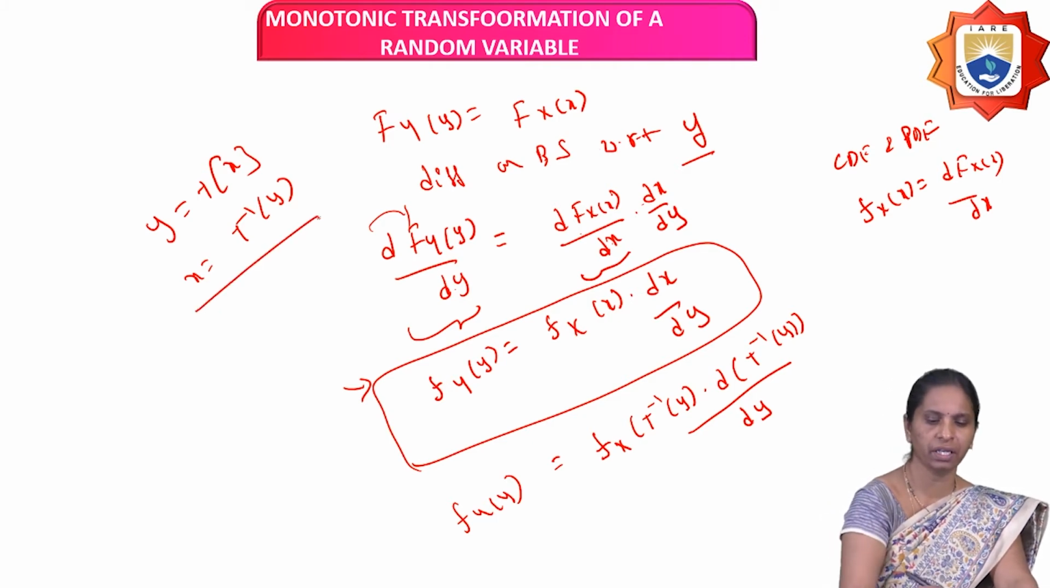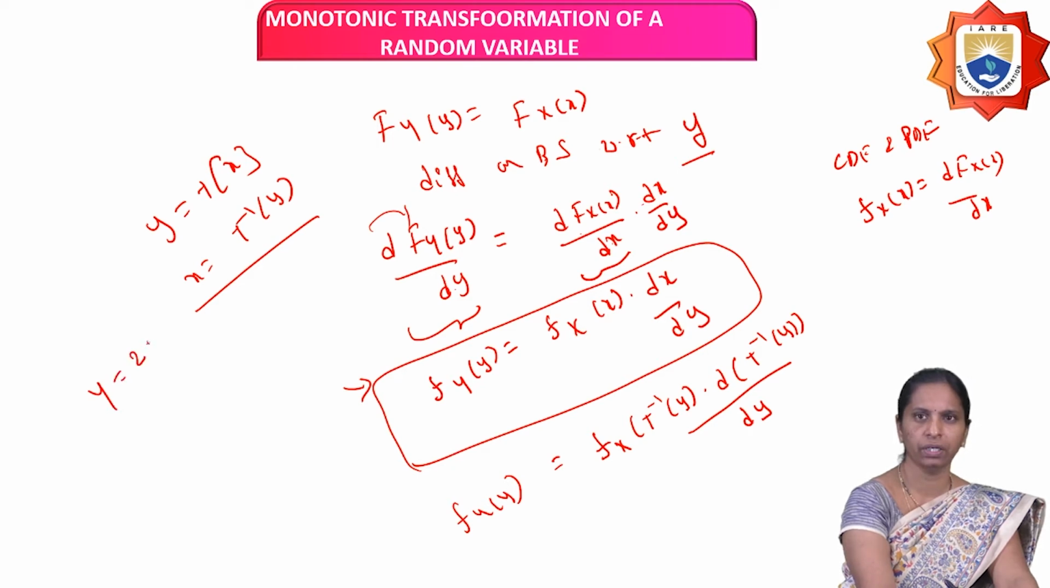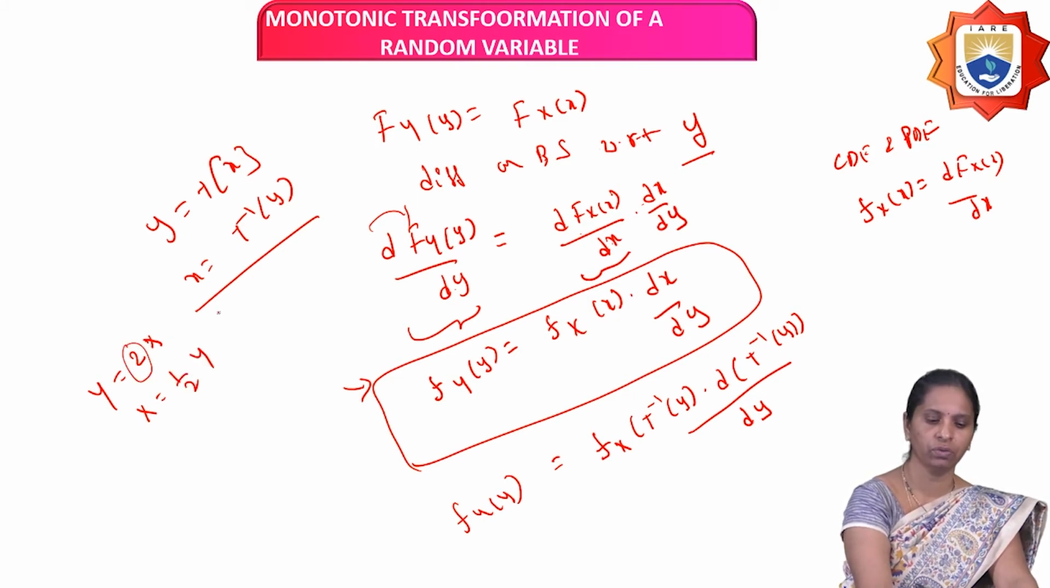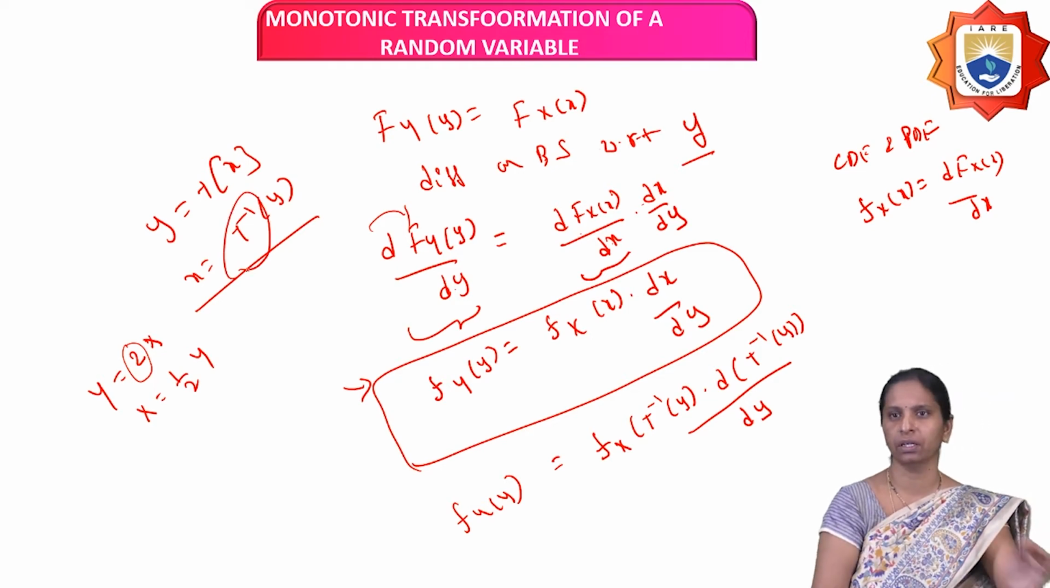What does it mean here? x equals T inverse of y. For example, y equals 2 times x. Then how do you get x? Here we are multiplying, so if I want x in terms of y, I have to divide. So x equals 1 by 2 of y. That is nothing but the inverse operation.